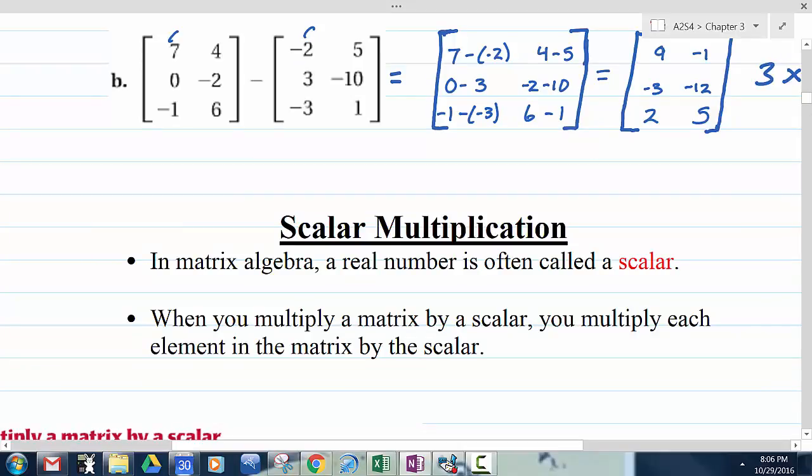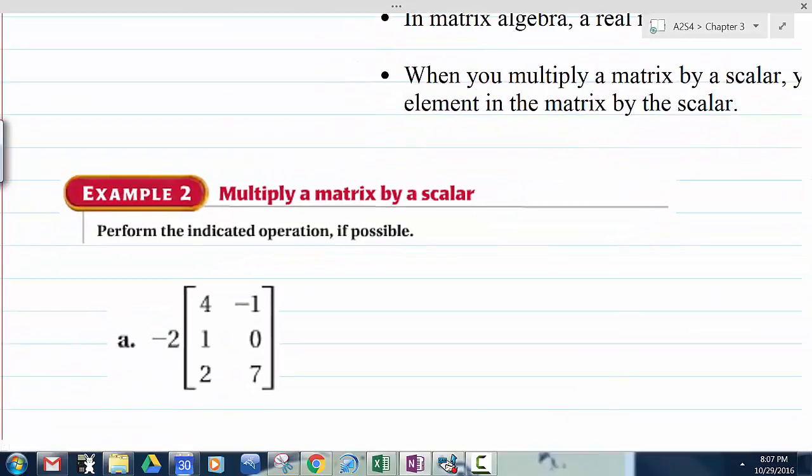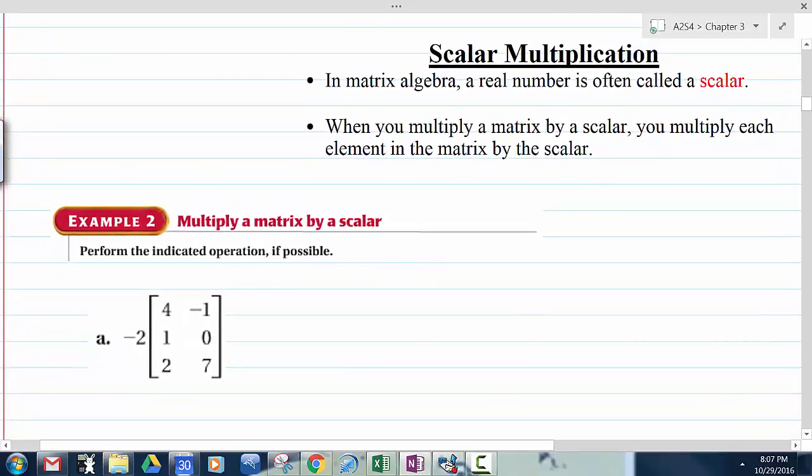Another operation we talk about is multiplication. Now, this is not multiplying two matrices together. It's just multiplying your matrix by a specific number. We call that scalar multiplication. The number that you're multiplying the matrix by is what we consider the scalar. For example, let me give you this problem. I'll zoom out so you guys can see that. And let's deal with this problem. Say you're doing -2 times that matrix right there.